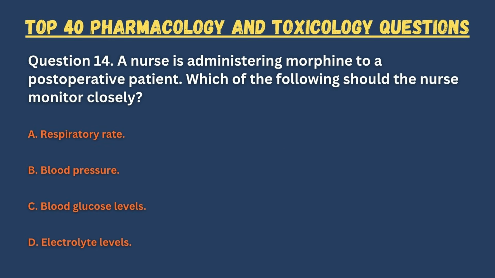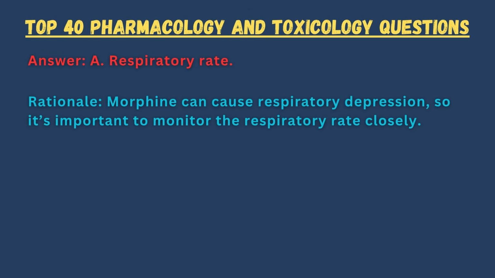Question 14. A nurse is administering morphine to a postoperative patient. Which of the following should the nurse monitor closely? A. Respiratory rate. B. Blood pressure. C. Blood glucose levels. D. Electrolyte levels. Answer: A, respiratory rate. Rationale: morphine can cause respiratory depression, so it's important to monitor the respiratory rate closely.